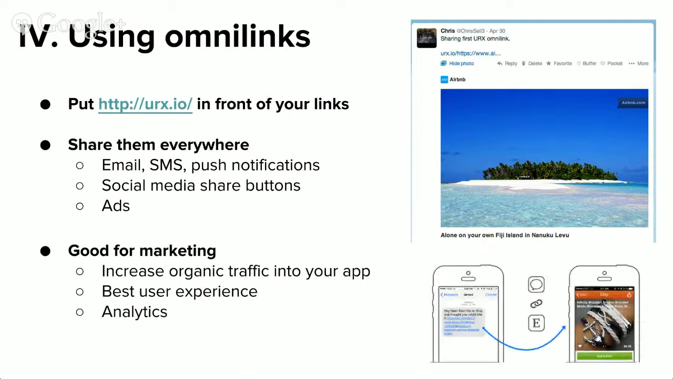And provide the user the best experience by taking them to the content in the app if they have it, or the website to that same exact content. And finally, we're going to start adding analytics so you can actually see where the users are routed. If you share a post on Facebook, where did those people view that content, or where did they get routed through the OmniLink? You'll start to be able to see that as well.